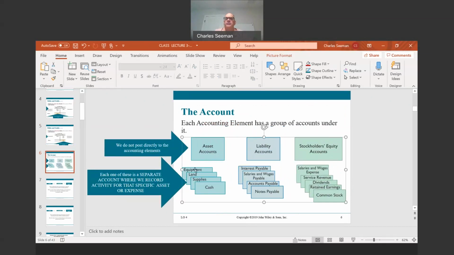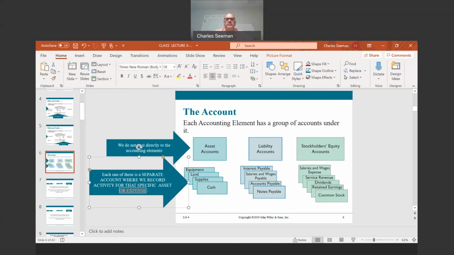The asset accounts are defined by being resources used and owned by the business. Well, there's equipment that's used and owned. There's land that could be used and owned by the business. There could be cash that could be owned and used by the business. We break that down into all the types of assets. Each one of these is a separate account where we track that specific asset or expense.